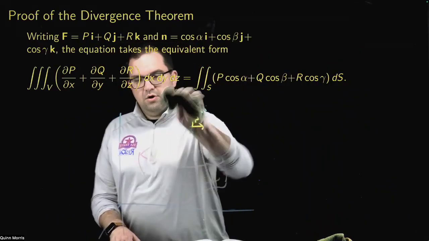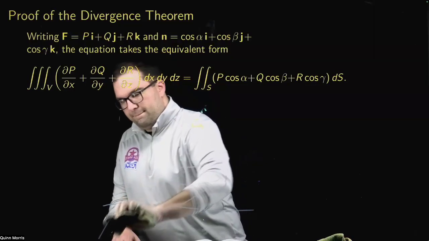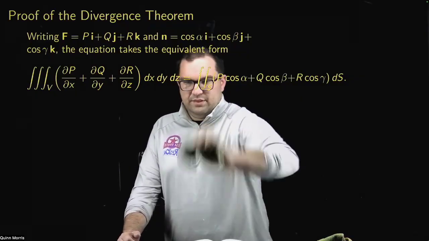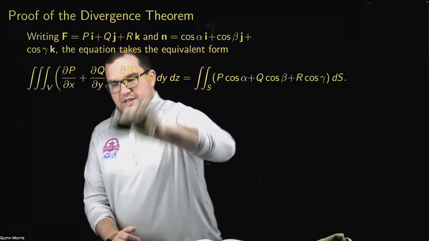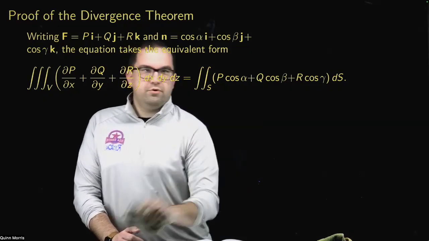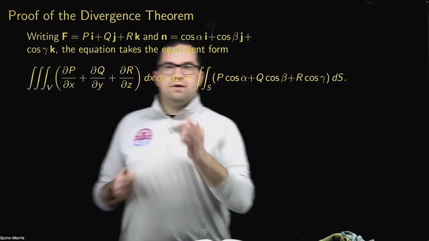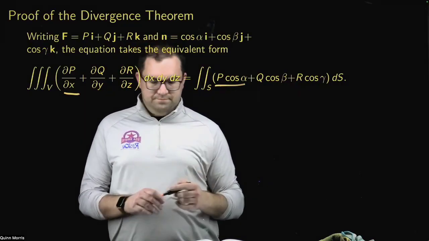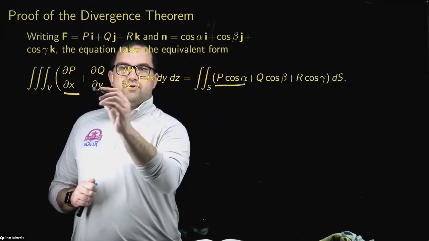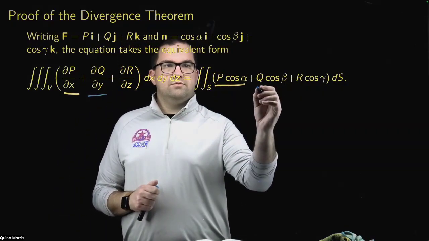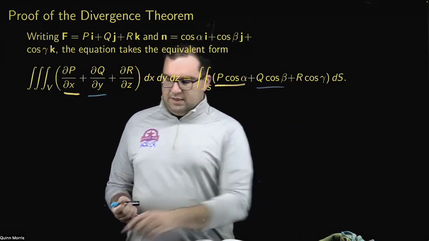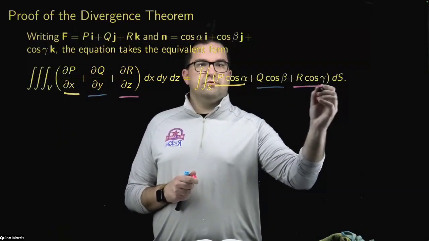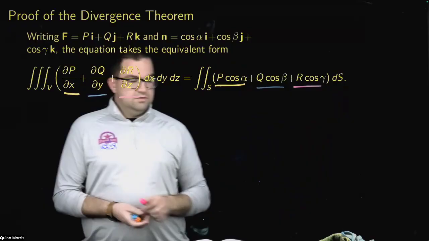All right, so just as we did before, the way we're going to prove this, which is equivalent to the divergence theorem, just expressed in a slightly different way, is I'm just going to equate things. I want to show that the triple integral of this term is equal to the surface integral of this term, and likewise for the second and third terms. Okay, so that's exactly how I'm going to prove it.